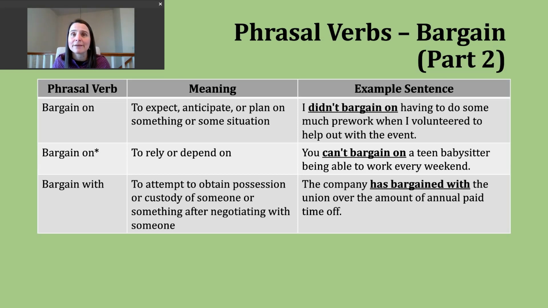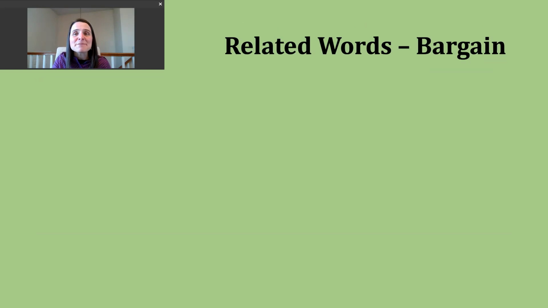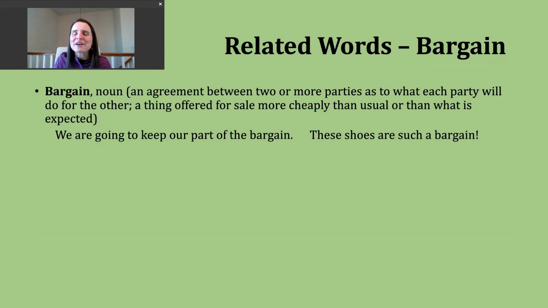Now, let's spend a moment looking at some words that are related to our verb bargain. And the first word we'll discuss today is the noun bargain. So, same spelling, same pronunciation. When we use bargain as a noun, we can refer to the agreement that's been made among two or more parties as to what each party is going to do for the other. An example of this: we're going to keep our part of the bargain.